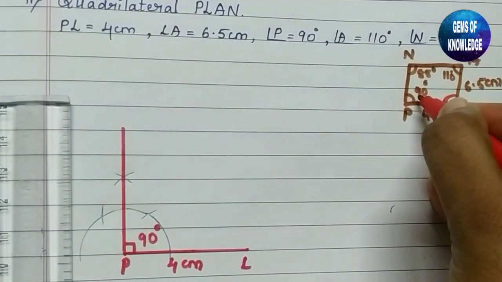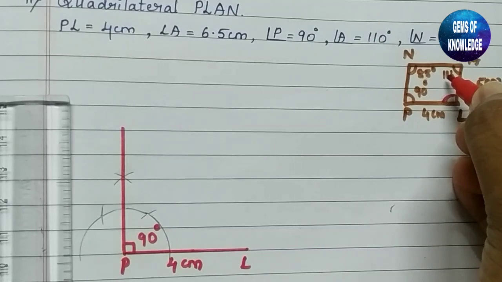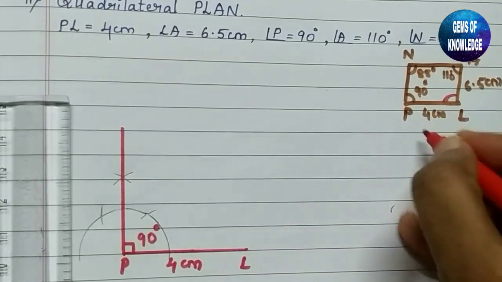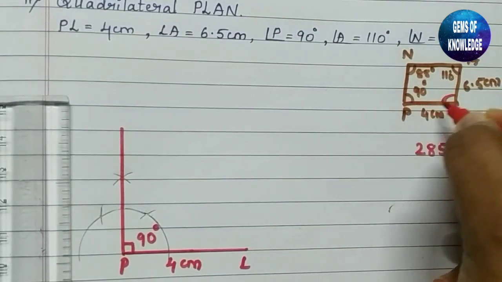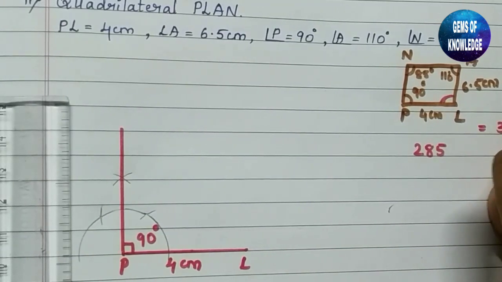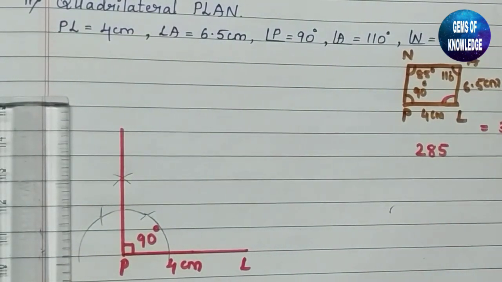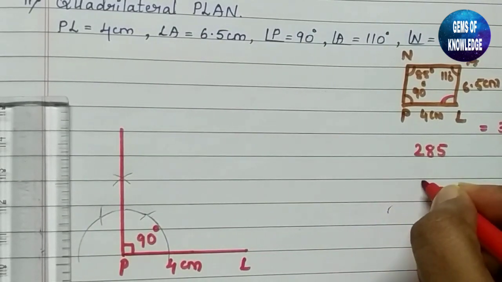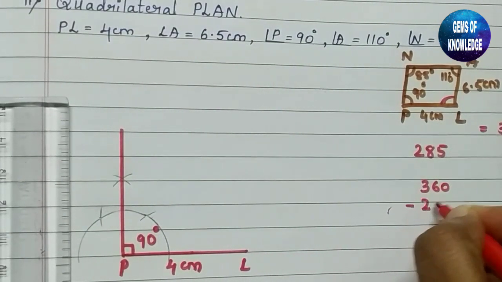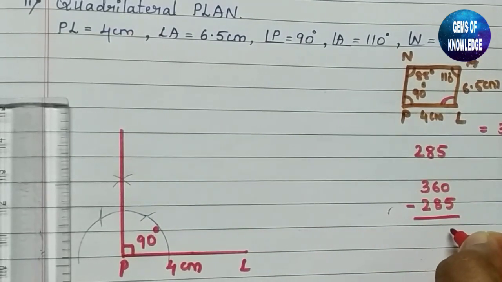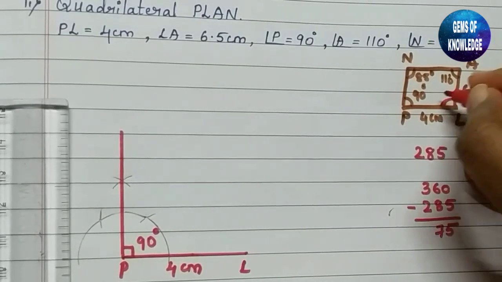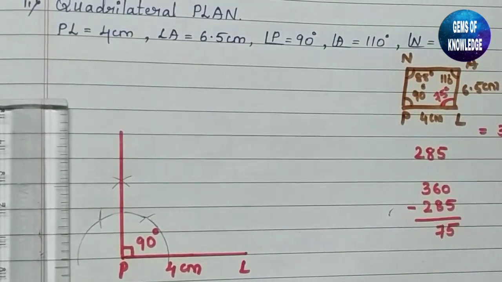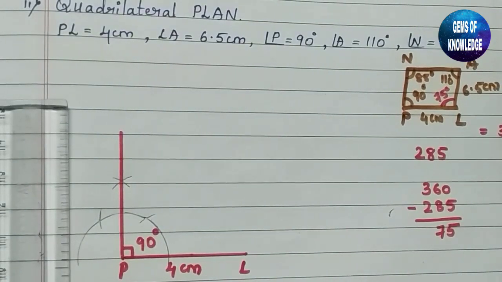Okay, so 90 plus 110 will be 200. 200 plus 85 will be 285. But the sum of all the four angles will be equal to how much? 360 degree. We know that it is equal to 360 degree. So what we need to do here is 360 degree minus 285. What we are going to get here is 75 degree. So when we subtract this, we get 75 degree. So at this angle we need 75 degree here. So we will construct a 75 degree angle now.